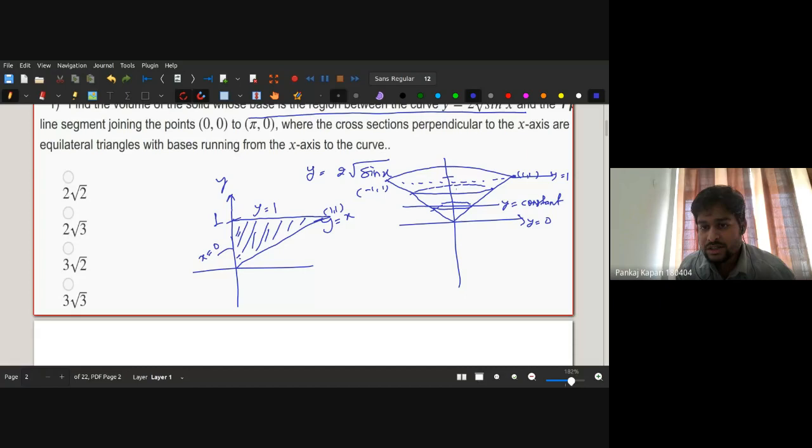Now, for this disk, what is the radius? The radius is this particular line, this distance. Now, what should this distance be? At this particular point, if this is your point (x, y) on the line, then this distance is x, and this vertical distance is y. So the radius of this disk is this horizontal distance, which is a function of x.